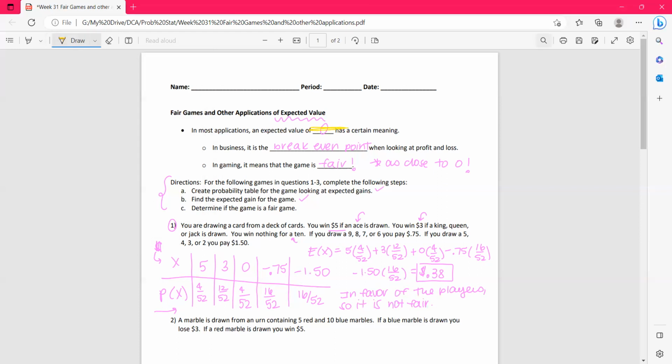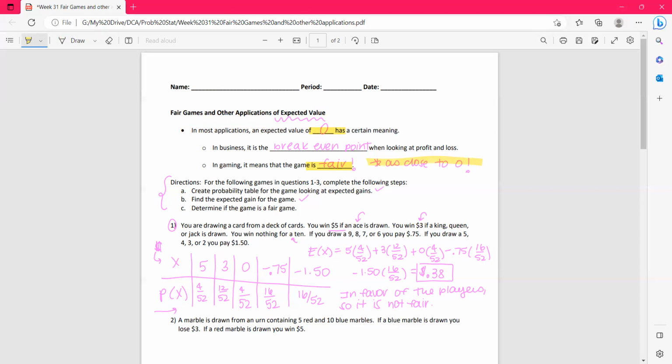I didn't want that to be a scribble. As close as possible to 0. Okay, so it's not incredibly fair. It's in favor of the players. The players are going to on average win 38 cents. If we got closer to 0, we know it's fair for the players and for the dealer, or whoever has the cards to begin with.